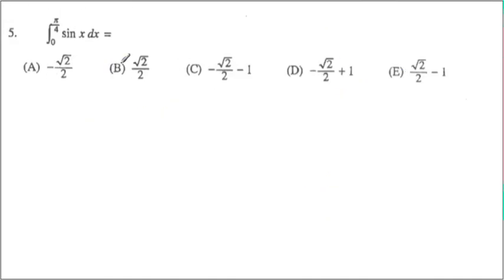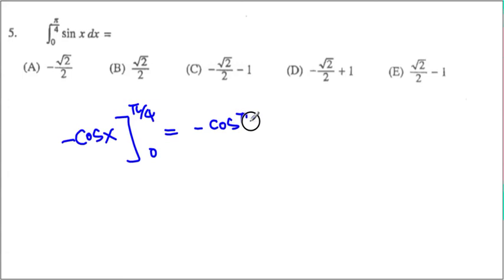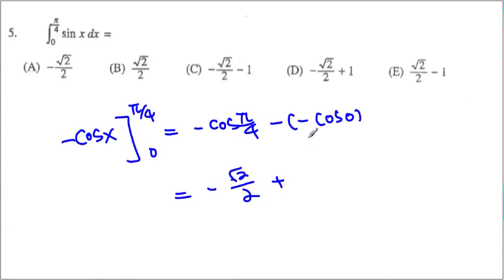Here, once again, we need to integrate this one. The integration of sine x is negative cosine of x from 0 to pi over 4. Once you plug in pi over 4 here, we get negative cosine of pi over 4 minus negative cosine of 0. And cosine of pi over 4 is radical 2 over 2. So here we have negative radical 2 over 2. And then we get plus, because a double negative becomes positive. Cosine of 0 is equal to 1. So this becomes our answer, which is choice B.